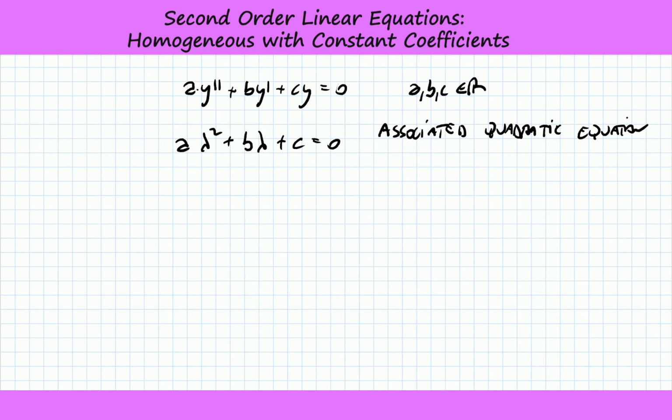So let me remind you what the quadratic formula says. Let's say lambda 1 and lambda 2 are the two solutions of this equation. They are obtained by computing minus b plus or minus the square root of b squared minus 4ac all divided by 2a. So that's the quadratic formula.